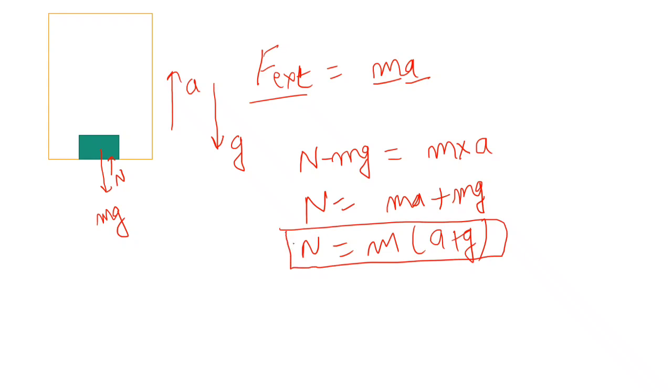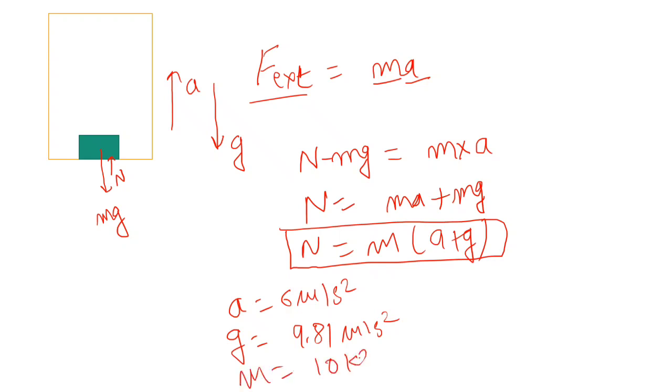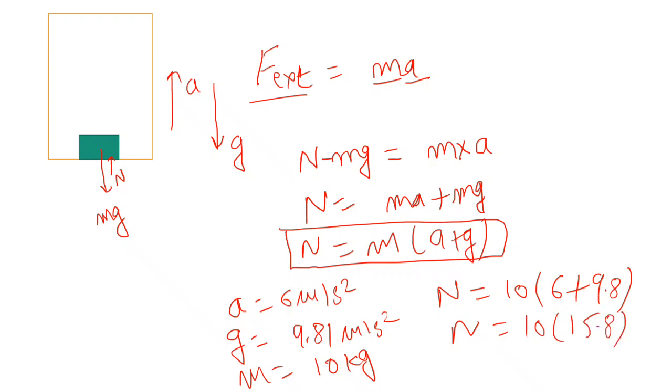If some values are given, suppose a is given as 6 meters per second squared, though we can take any values, and g is always 9.81 meters per second squared, and m is 10 kg. Now we will find the value of N. N equals 10 times (6 plus 9.8), so 10 times 15.8, and N equals 158 newtons.